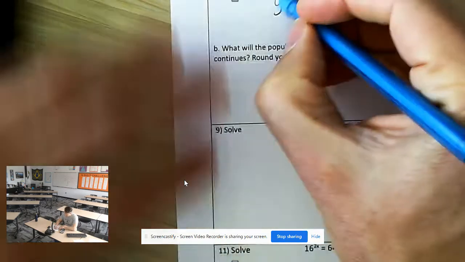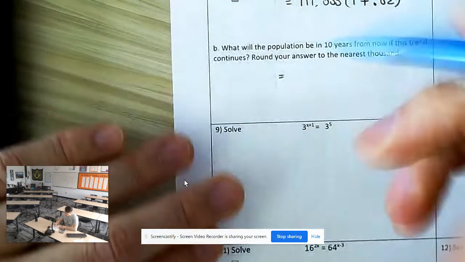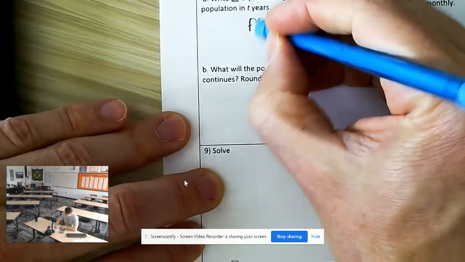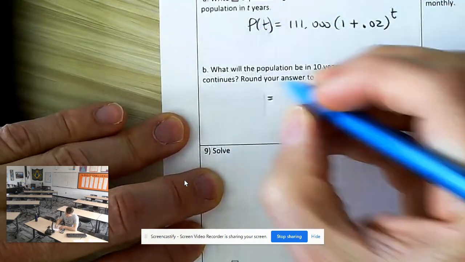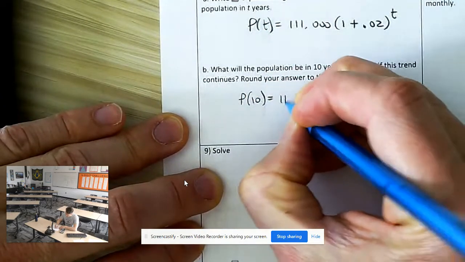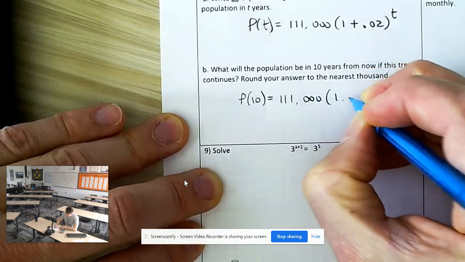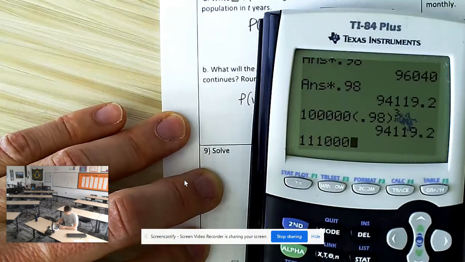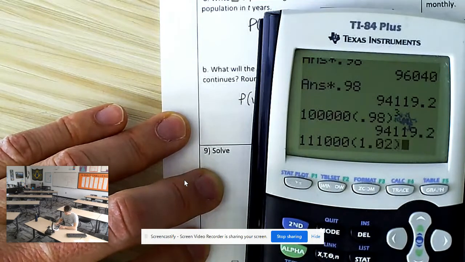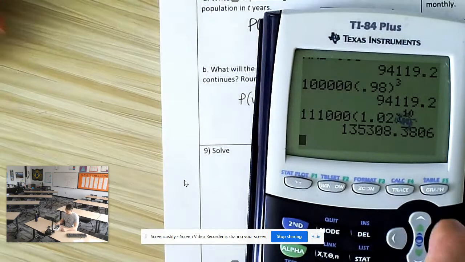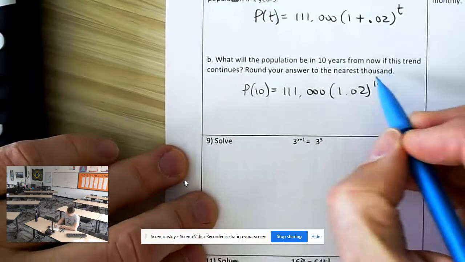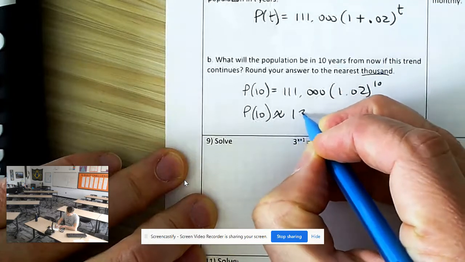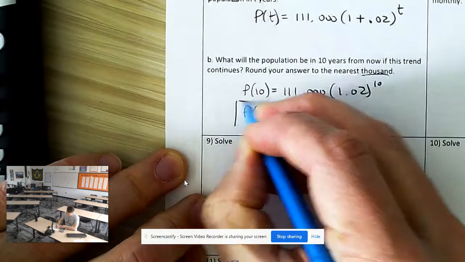Well, actually, it'd be nice if we wrote it this way. Some of you are starting to get used to this. So I'm going to call it P of T, the population as a function of time. So the population in 10 years will be 111,000 times 1.02 to the 10. And for that one, we just use a calculator. And it will be 135,000-ish. Round to nearest what? Nearest 1,000? Okay. So the population in 10 years will be about 135,000 people. And there you go.